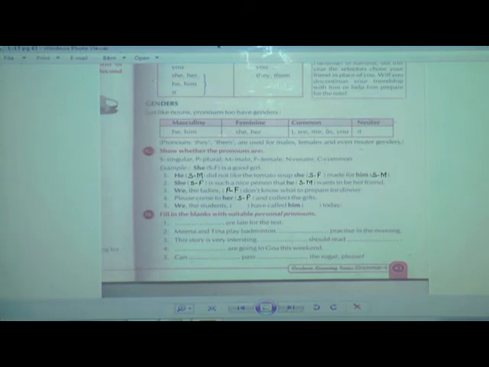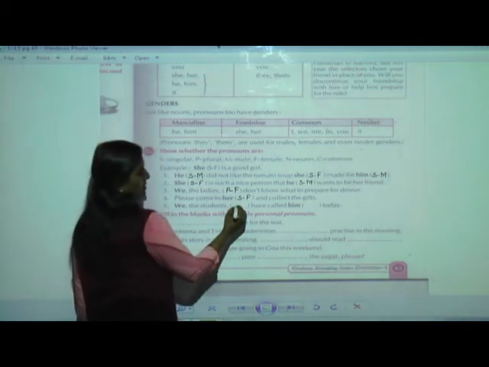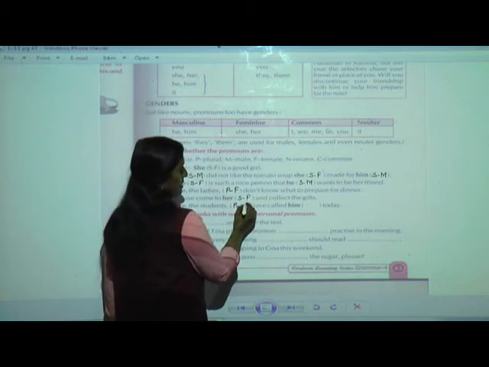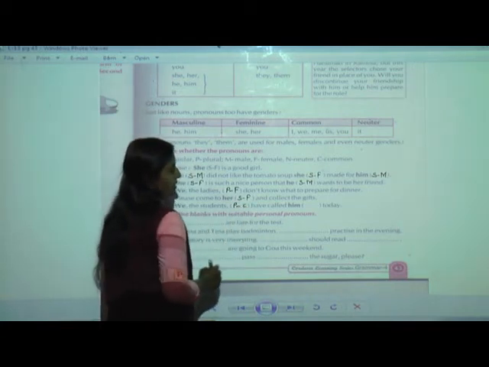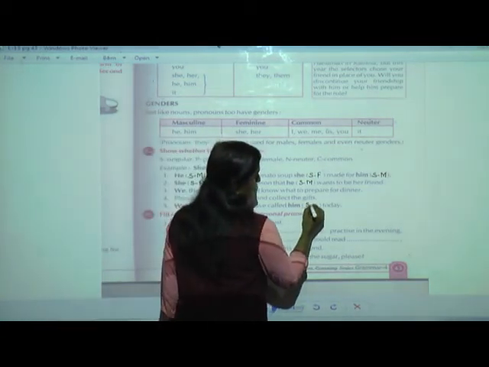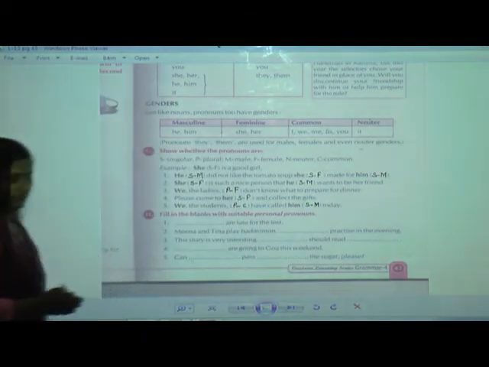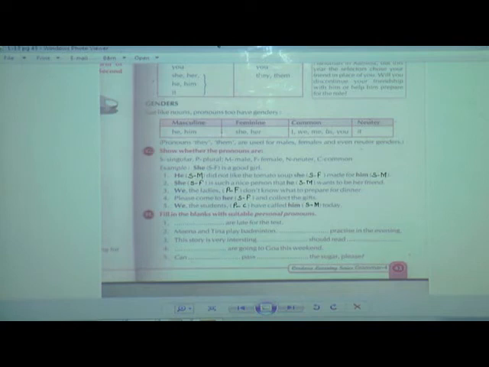We, the students, have called him today. We is also plural. Students comes under which gender? Yes, it comes under common gender. Have called him. It is singular and him is male. Understood, students? Okay. Now we will move on to H.